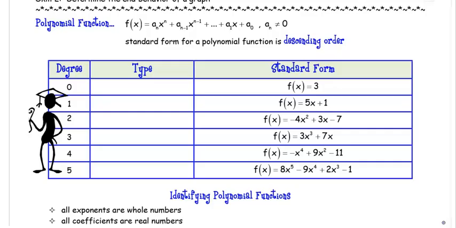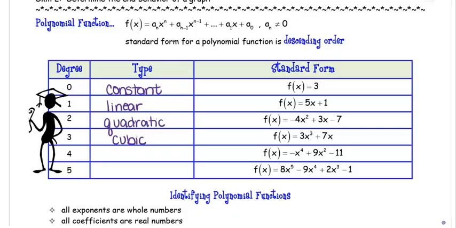If we have a degree of 0, meaning that we have an x to the 0 power, which we typically don't see, we normally just see a number, this is called a constant. When we have a degree of 1, something like 5x plus 1, this is a linear function. We've spent a couple units dealing with degree 2. Degree 2 is a quadratic. Degree 3, x cubed, is going to be a cubic.